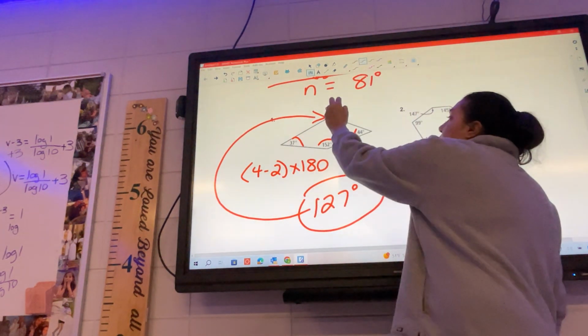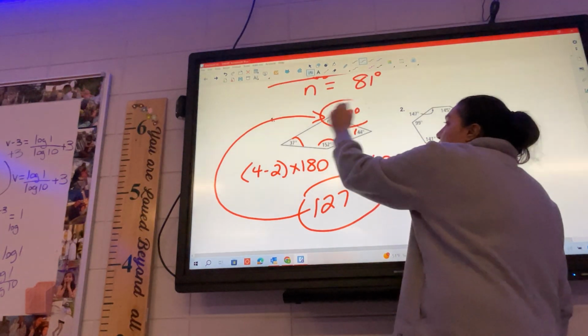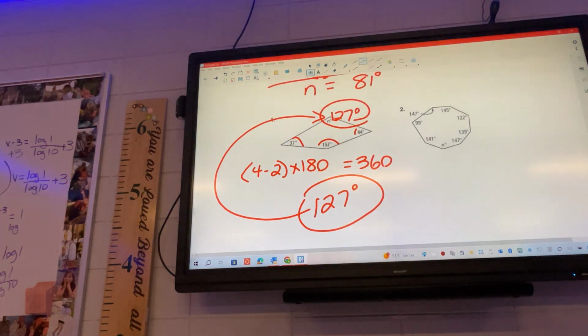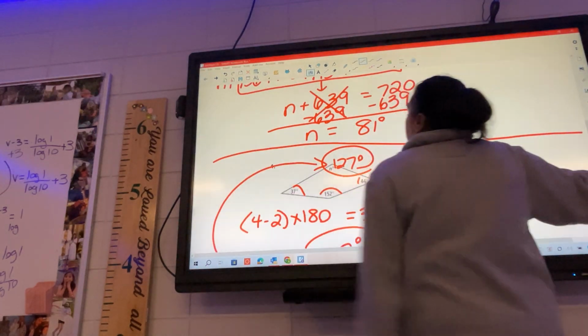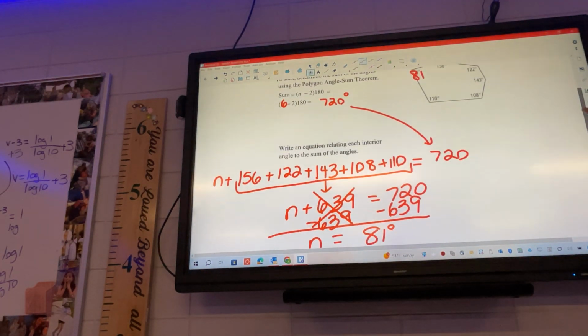At some point, if you put the 127 up here today, you're more than welcome to, but either way, no matter where you put it, please circle your answer, okay? So if we look at this, look at my red stuff down here, versus up here. Which way was more work?